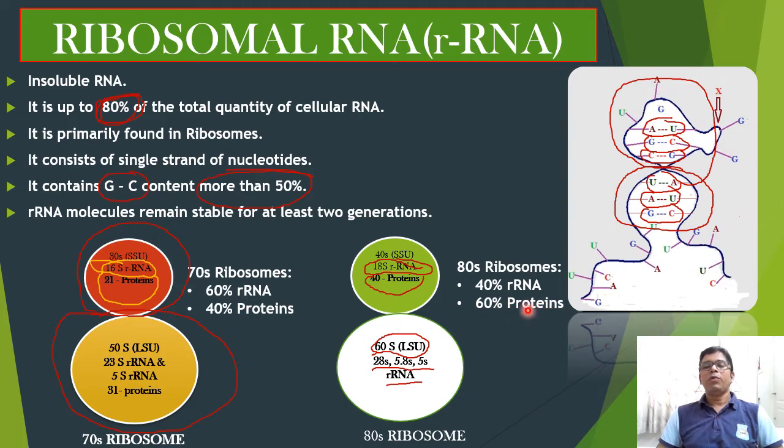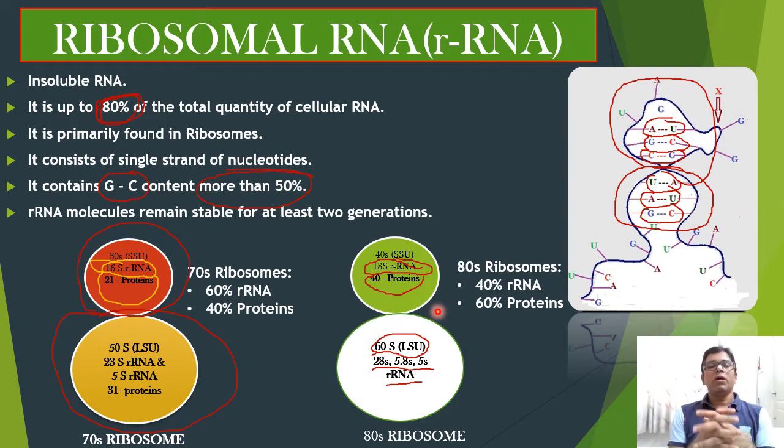60% of proteins. Ribosomal RNA is involved in the formation of peptide bonds between amino acids during polypeptide chain synthesis. Ribosomal RNA is also known as rRNA. It is also known as insoluble RNA. rRNA constitutes the major portion of the total quantity of cellular RNA.